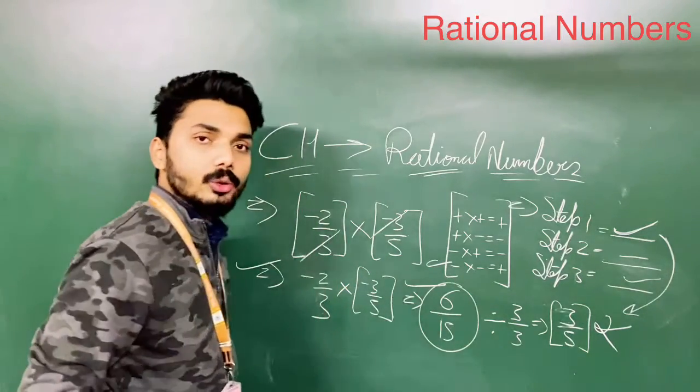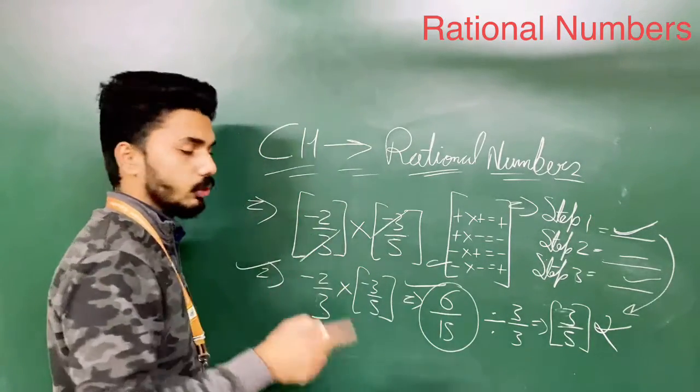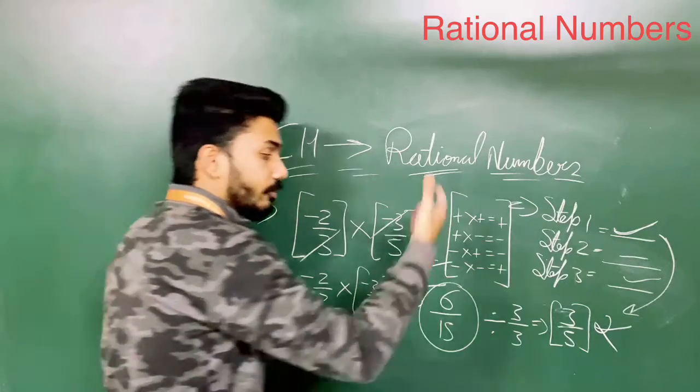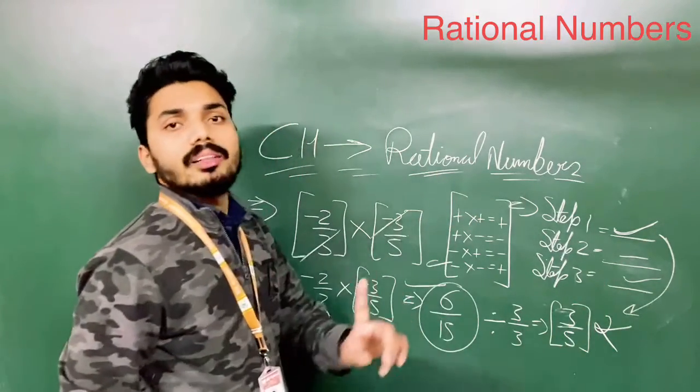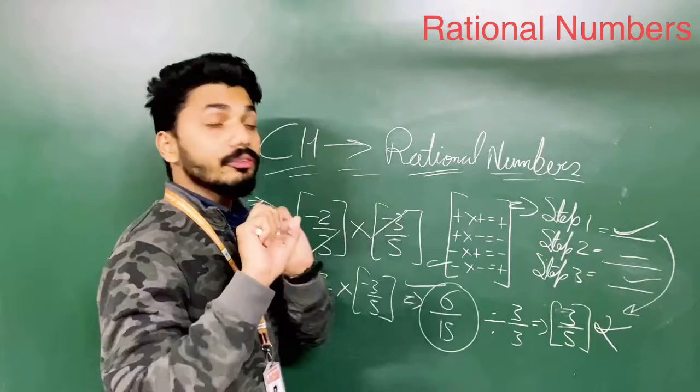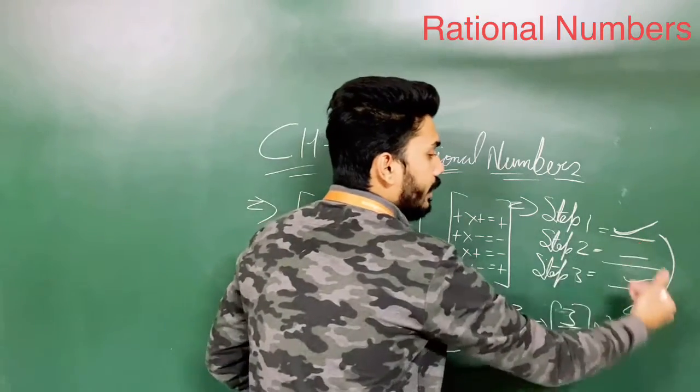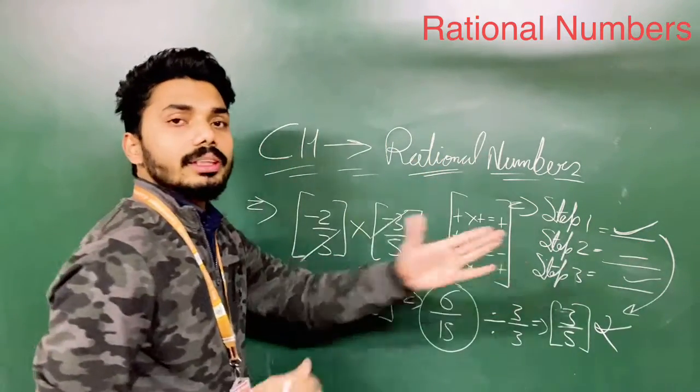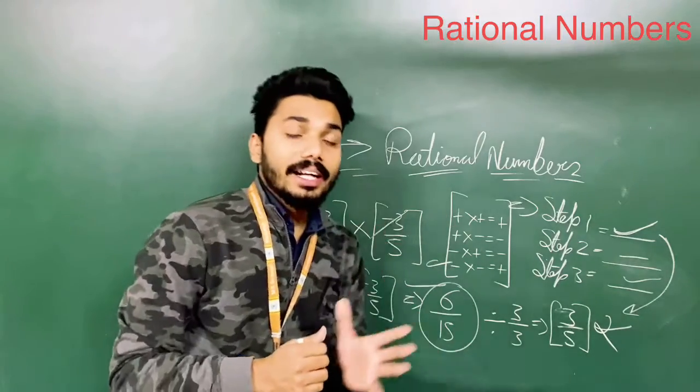If this sum comes for 2 marks, you will definitely get 1 mark for your steps. And even if your answer is wrong, only 1 mark will be deducted. So it will be better if you go step by step. If you follow the steps, there is a chance you will definitely get the right answer.